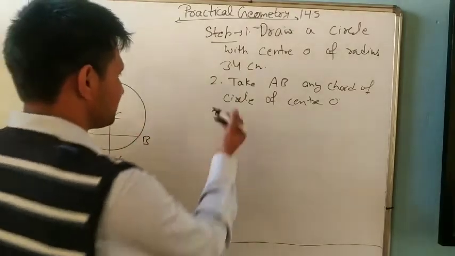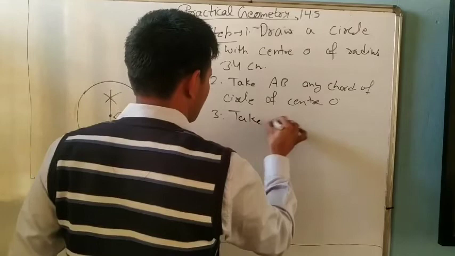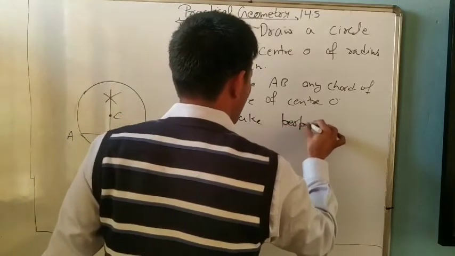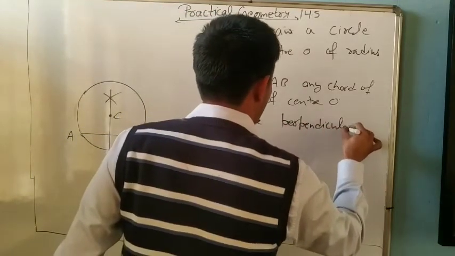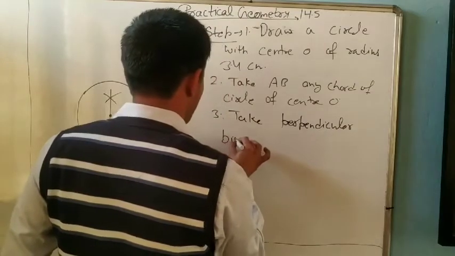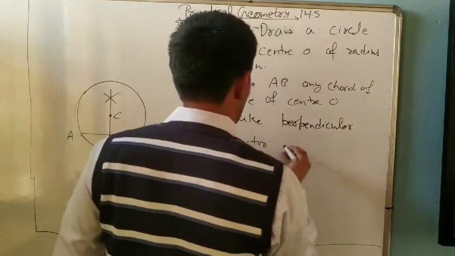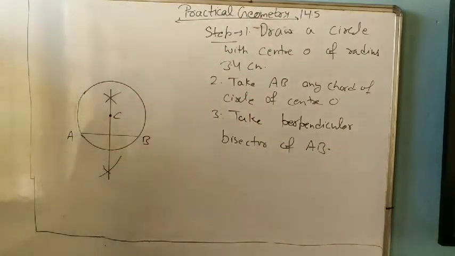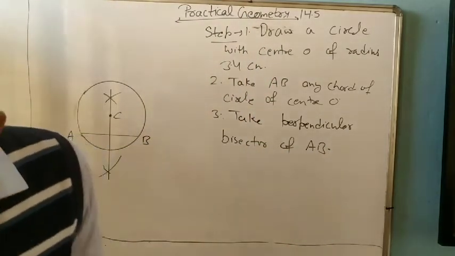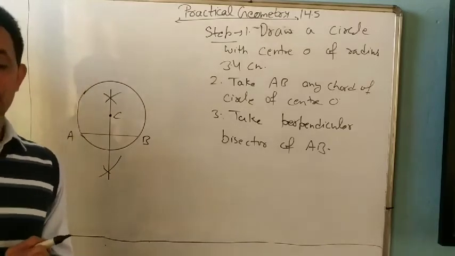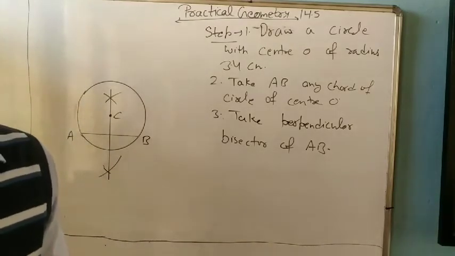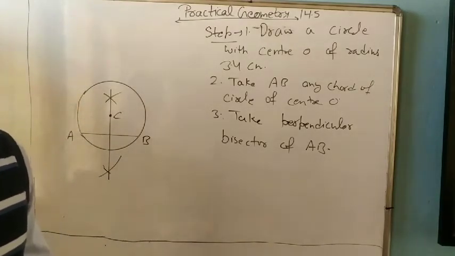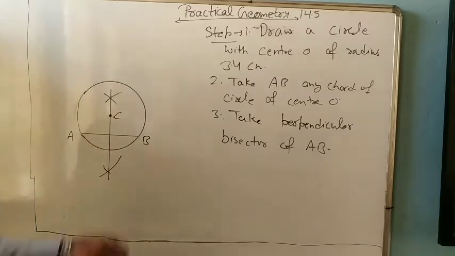So now third is take the perpendicular bisector of AB. So we take the perpendicular bisector of AB. So what is given? Examine, meaning find, if it passes through C. Yes, it is passed. The perpendicular bisector passes through C.